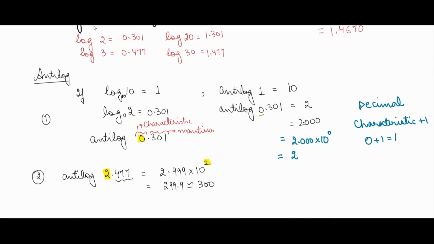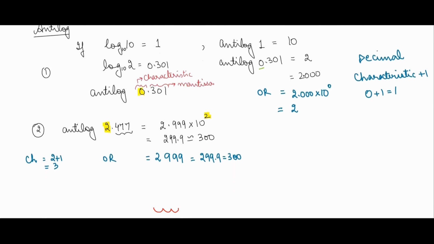Another way to look at it is the way I told you earlier. You write the number as such, that is 2999. This is the second method that I'm explaining. You write the number as such and put the decimal after the third place. How? The characteristic is 2, add 1 to it, you get 3. So after the third place, you put the decimal. After third place means 1, 2, 3. Put the decimal here and your number will become 299.9, which is approximately 300. Of the two methods, whichever you like, you can use. Now, doing this much is easier.